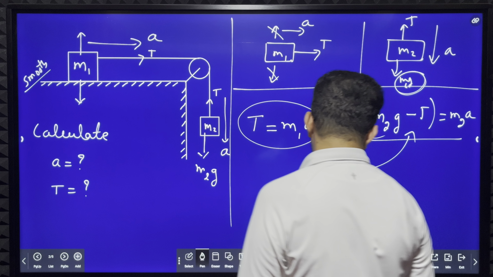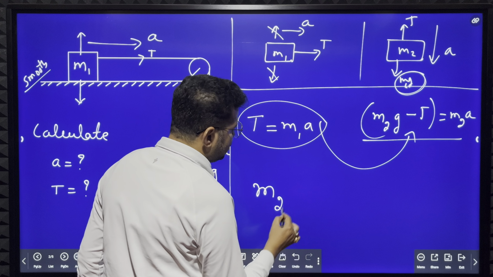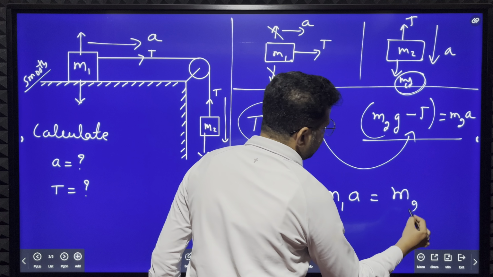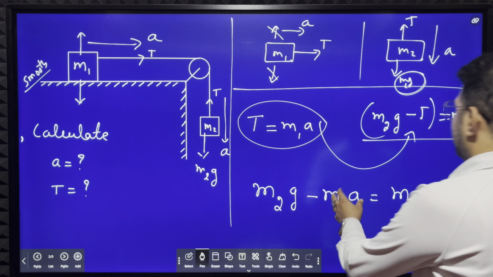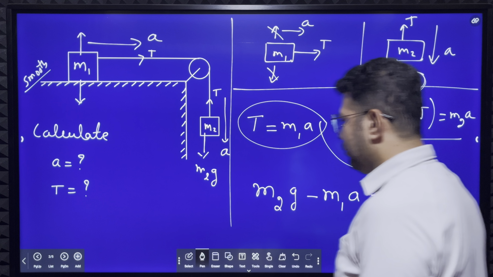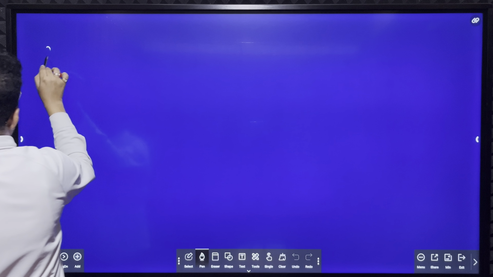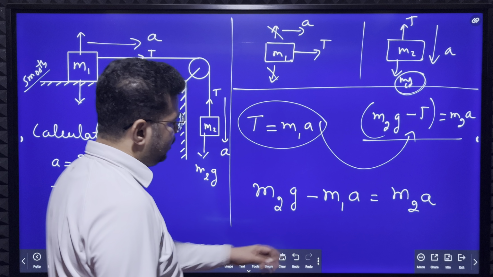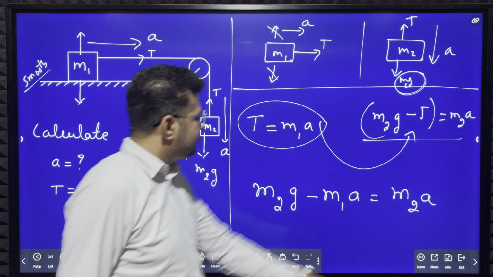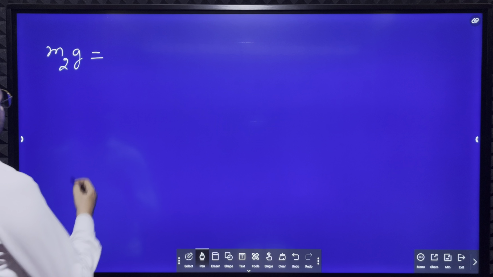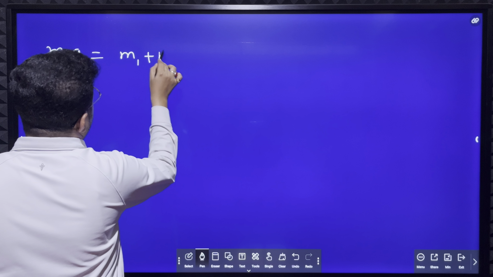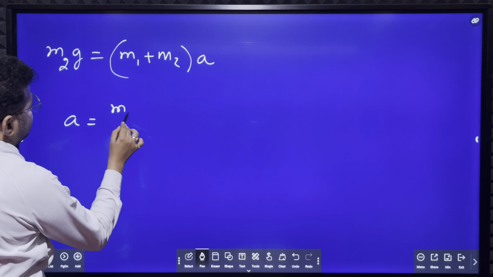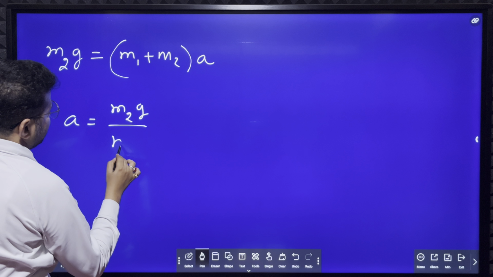So what happens? m2g minus m1a is equal to m2a. Now if I move this m1a to the RHS, then m2g will be equal to m1a plus m2a. a is common, so m2g equals (m1 plus m2) into a. Therefore acceleration is equal to m2g divided by m1 plus m2.